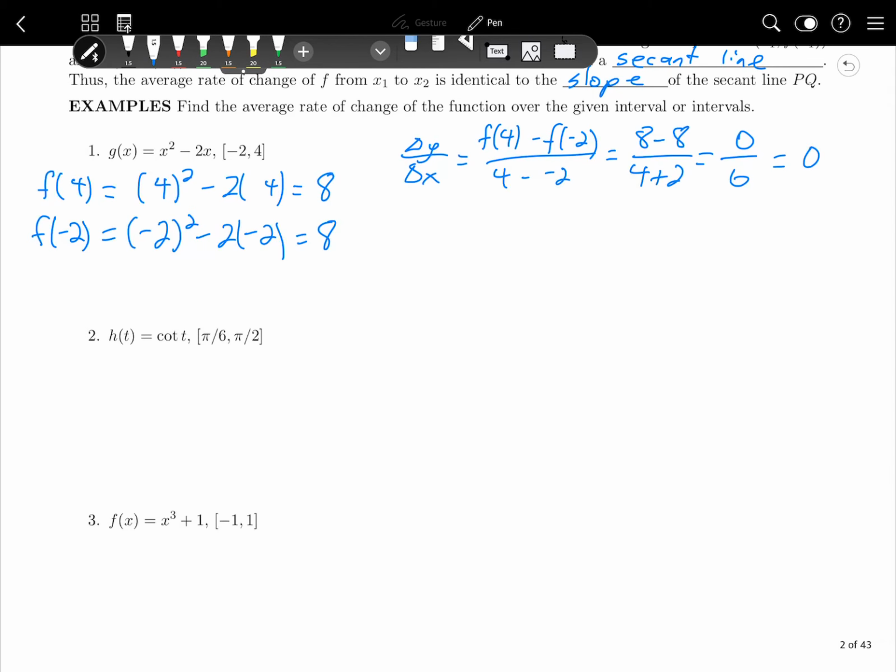So same idea for the second one, right? I just need to plug these numbers in. We can start out by finding h of pi over 2 and h of pi over 6. These are going to be the same idea as what we were looking at before, but now we're using trig functions. So this is the cotangent of pi over 6 and pi over 2.